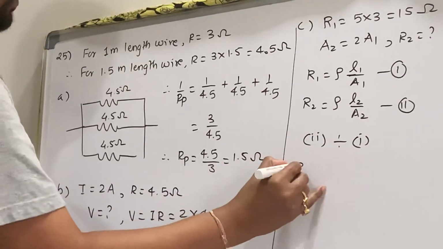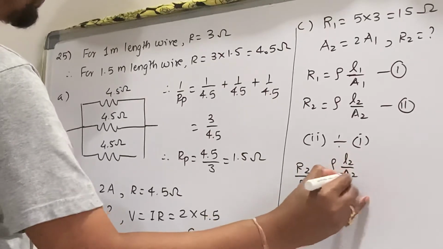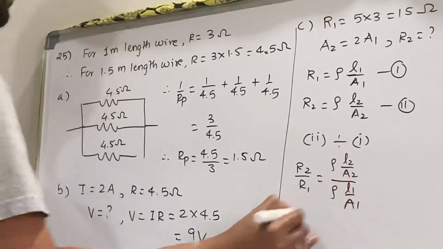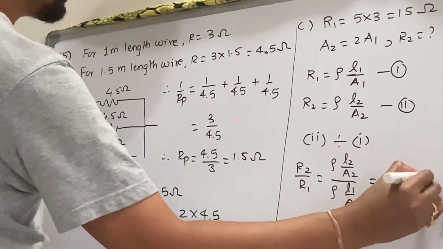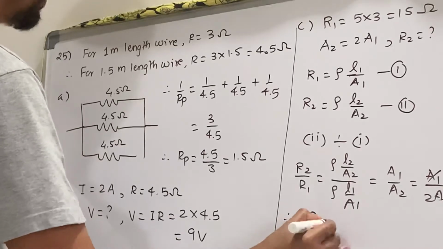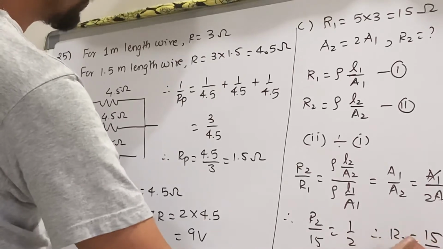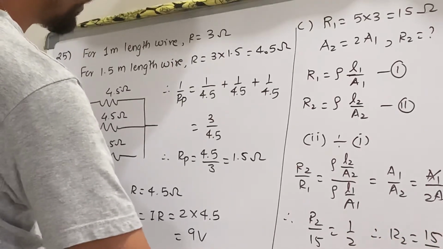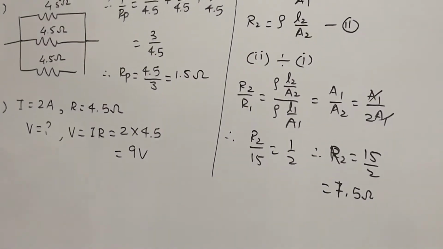So I can write here R2 by R1 is rho L2 upon A2 upon rho L1 upon A1. Everything cancels. This comes out to be A1 upon A2. A1 as it is, A2 is twice of A1. This cancels. So we get R2 upon 15 is equal to 1 by 2. So R2 is equal to 15 upon 2, which is equal to 7.5 ohm. R2 is 7.5. This is again a 4-mark question, very, very important.